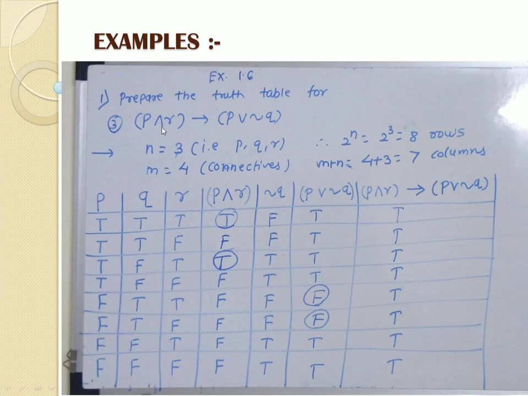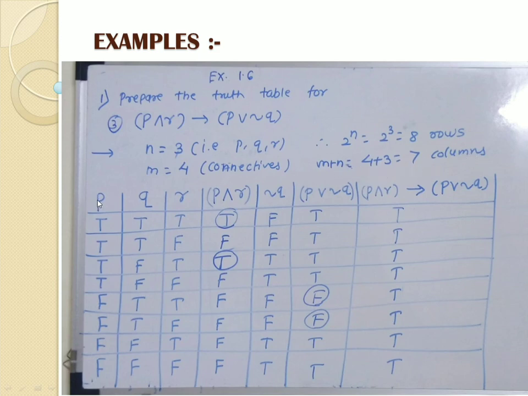Now this is the next example. In this example there are three simple statements, that is n is equal to 3: P, Q and R. And m is equal to 4 connectives, that is conjunction, implication, disjunction and negation. So m is equal to 4. So there are 2 raised to n, that is 2 raised to 3, equal to 8 rows, and m plus n is equal to 7 columns.